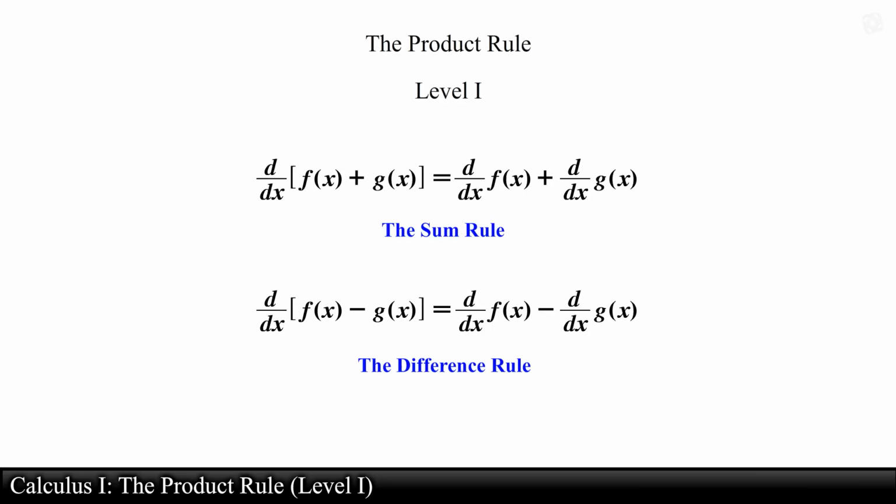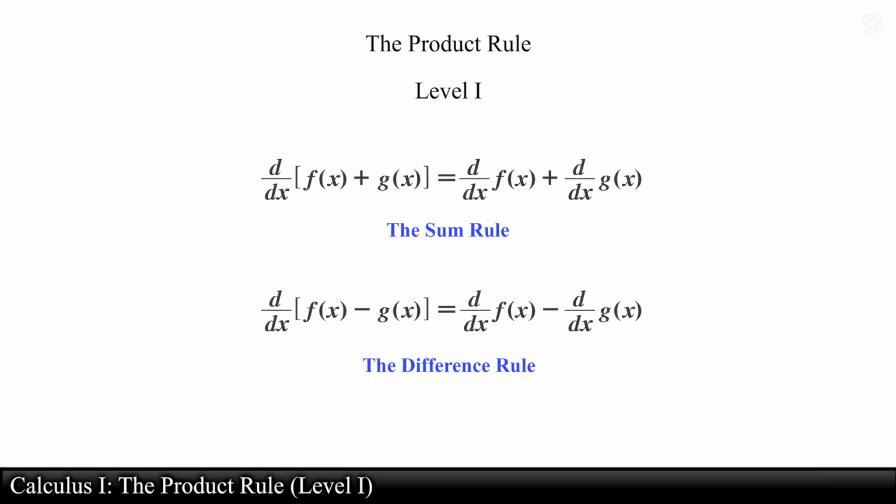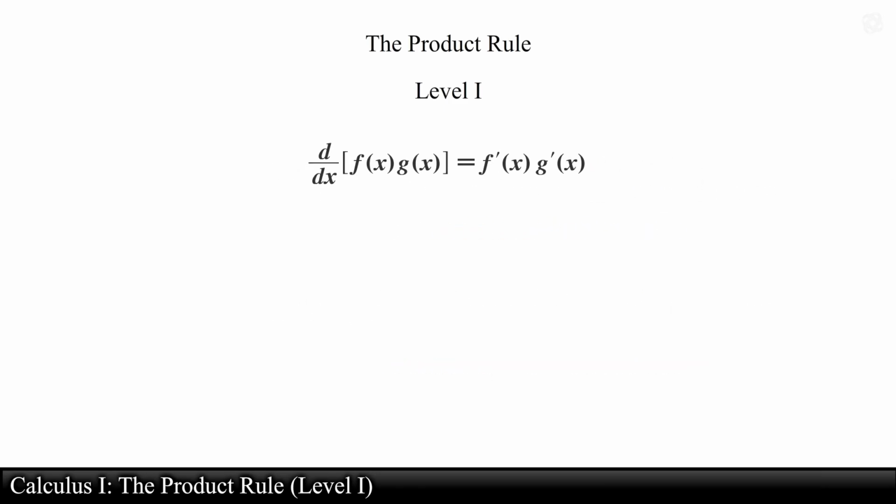The product rule, level 1. In the previous videos, we learned that the derivative of a sum and/or difference of functions was equal to the sum and/or difference of the derivative of the individual functions. The next question we should ask is if this pattern also works for the product of two functions.